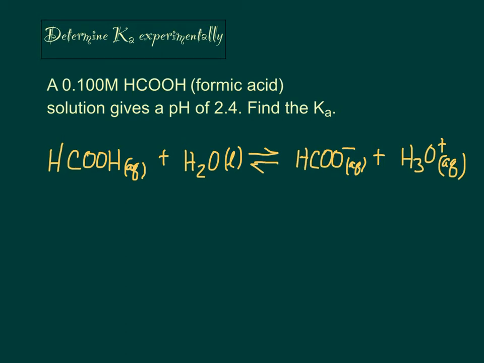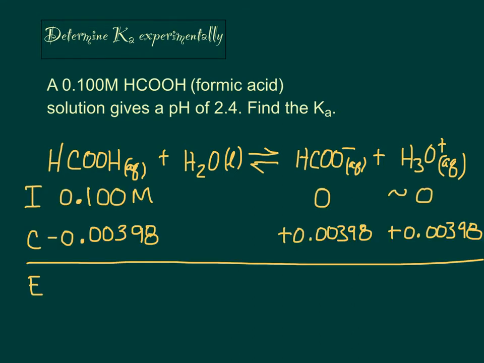Seeing as we have an initial concentration of 0.1, and we have a pH of 2.4, that tells us a little bit about our hydronium, or our change in hydronium ion concentration. So try that out, come back, and we'll see how you did. Okay, how'd you do? I hear screaming. It's okay. Where did I get the 0.00398 from?